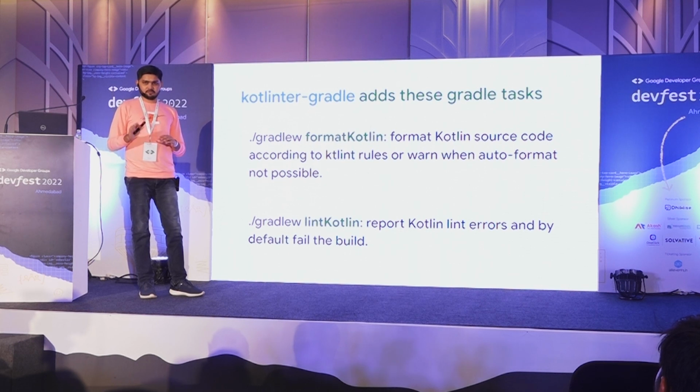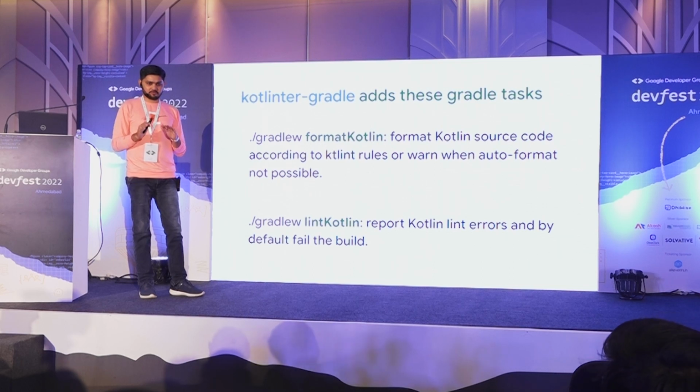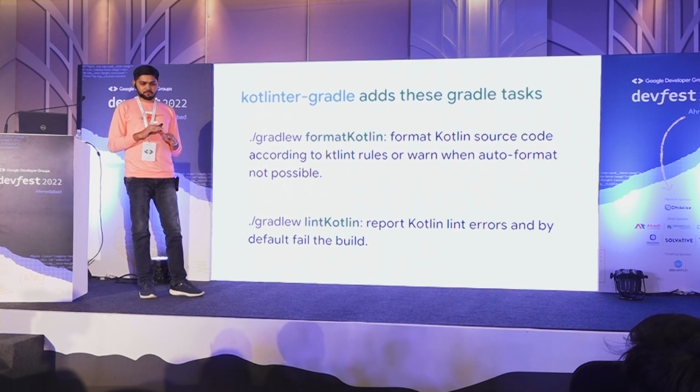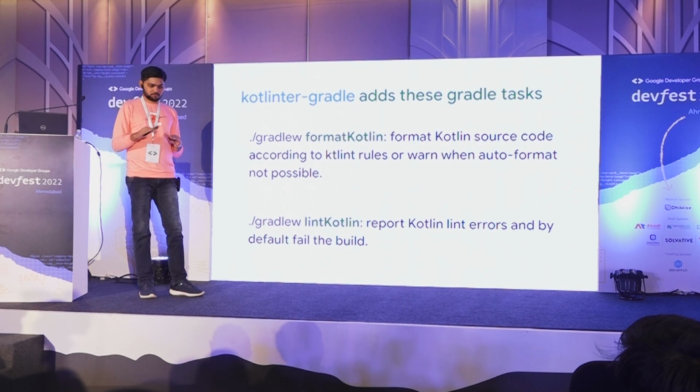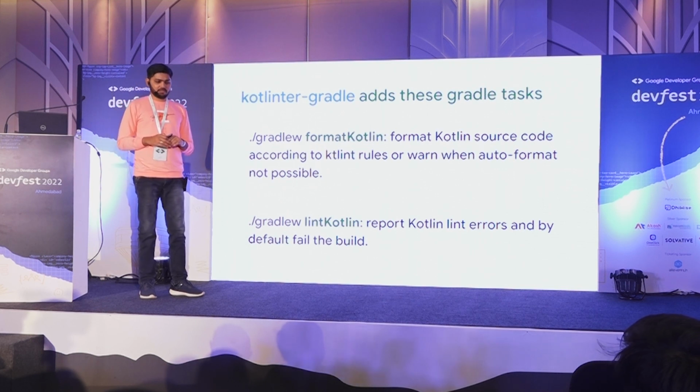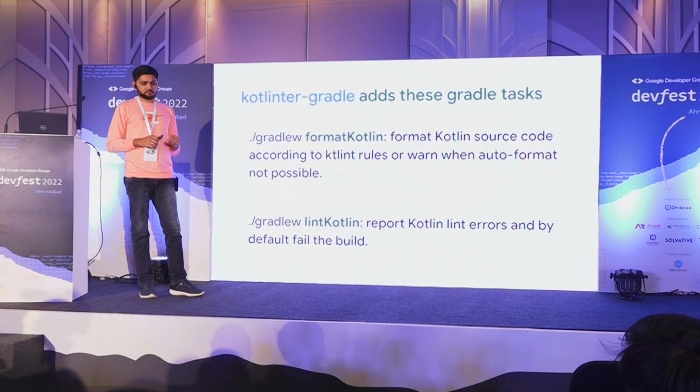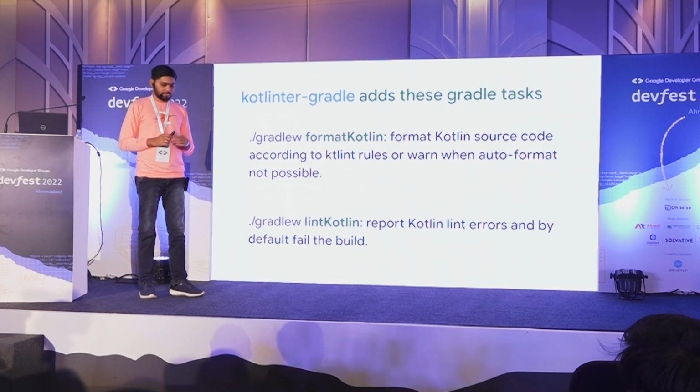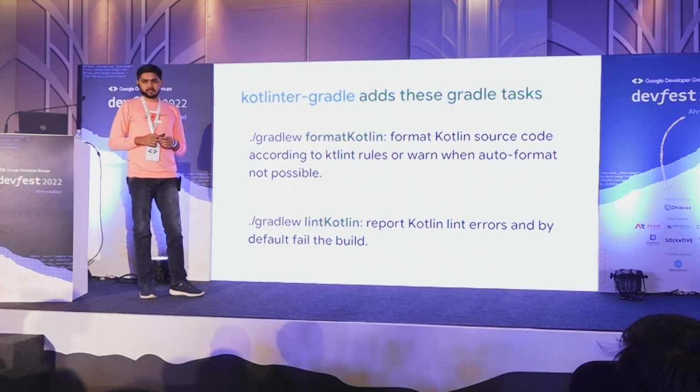First is for format Kotlin. When you are writing different composables, or we can say different project coding files, if you run that, it will format your code using the Kotlin engine. It auto-formats the code and warns you if it is not possible. The second is very important. When you run the lint Kotlin task, it will give you the error if the code does not match our rules.